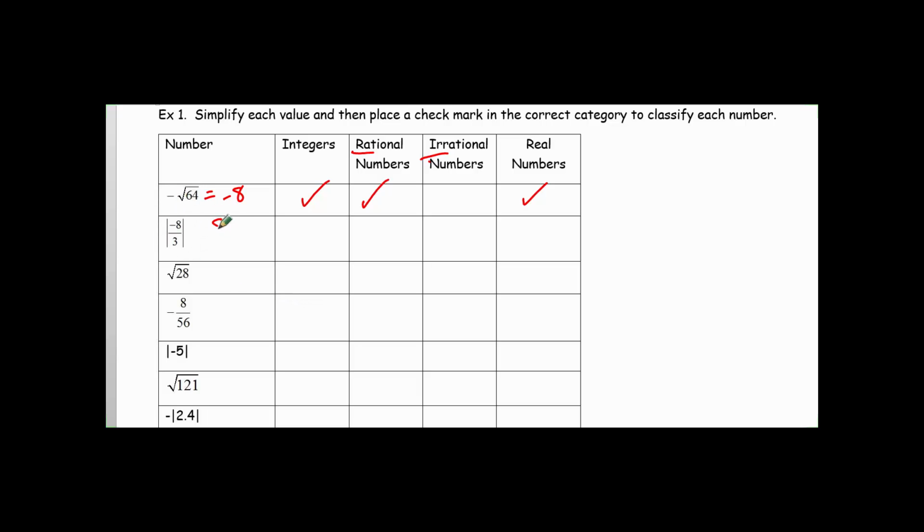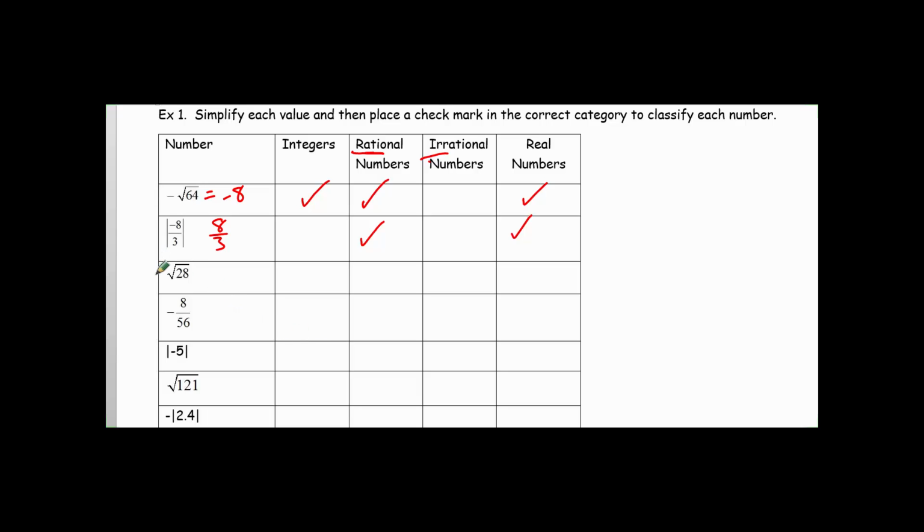Alright? The absolute value makes things positive, right? So this is just the positive 8/3. Now, does that simplify? 9/3 is 3, but 8/3 does not simplify. So this is not an integer. Is it a rational number? Yep, because it's a fraction. Fractions are ratios. Is it irrational? Well, if you say it's rational, it better not be irrational. And if you checked anything, you check a real number.